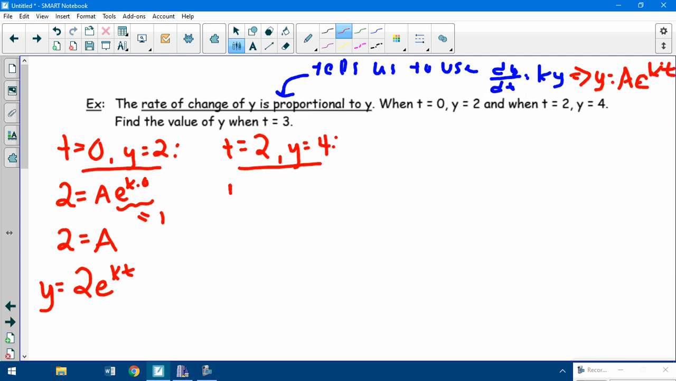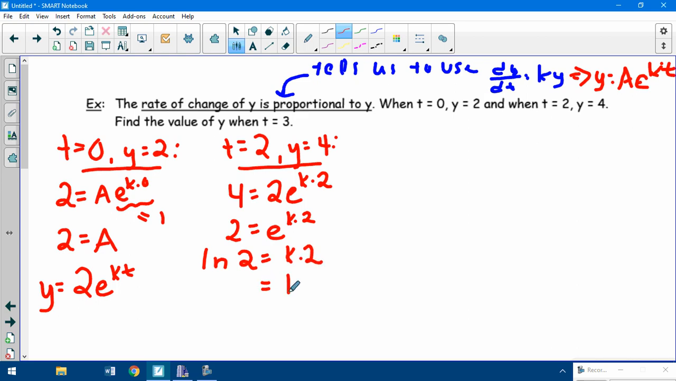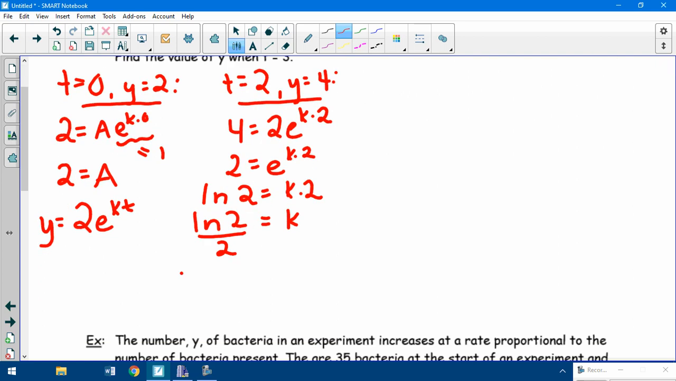So I can plug that into my formula. 4 equals 2e to the k times 2. What's this going to help me do? Solve for k. So divide by 2. We have 2 equals e to the k times 2, or 2k. How do I get rid of the e? Take the ln of both sides. So I would have ln of 2 equals k times 2. So k is ln of 2 over 2. So from that, now I have a full formula. y equals 2e to the ln of 2 over 2 t.